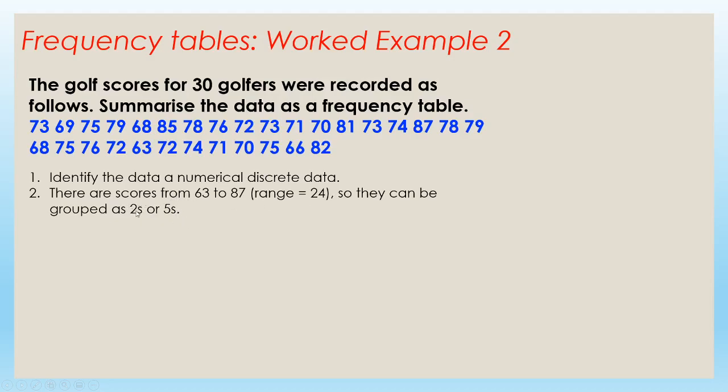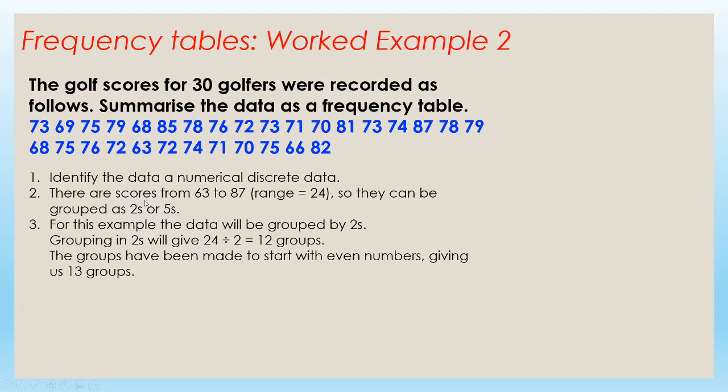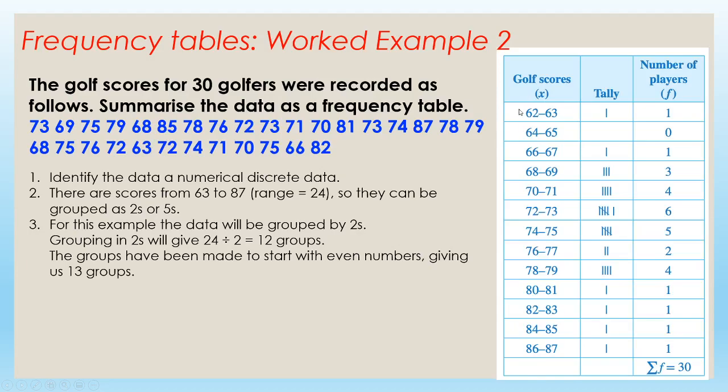But with 24, we can divide that by 2 quite nicely and only have about 12 groups. So for this example, we're going to group it by 2s, which gives us 12 groups, but we're going to start with an even number. This makes sense, especially when you're looking at groups of 10s, because we start at 0. This gives us 13 groups from 62 to 63, then 64, 65, 66 to 67, and so on, all the way down to our last values of 86 to 87.